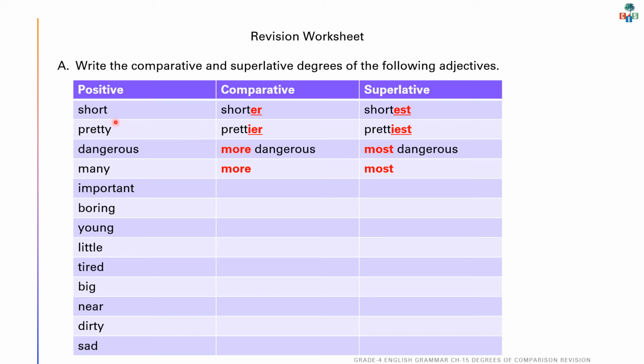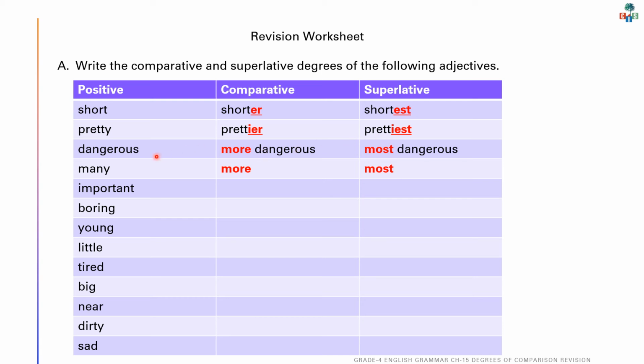See this, short. This adjective is in positive degree. For comparative degree, it will be shorter. Short, shorter, shortest. Pretty, yes. This positive degree ends with consonant plus y. So what you have to do, you have to drop y, and to form a comparative degree, you will add IER. Pretty, prettier. And for superlative degree, IEST. Prettiest. Pretty, prettier, prettiest. Dangerous.